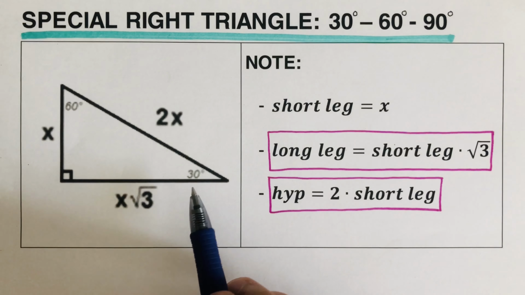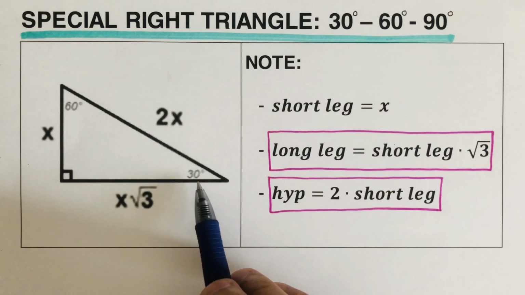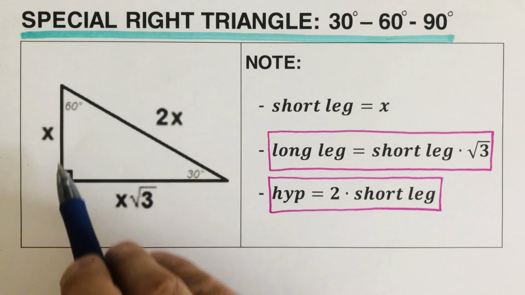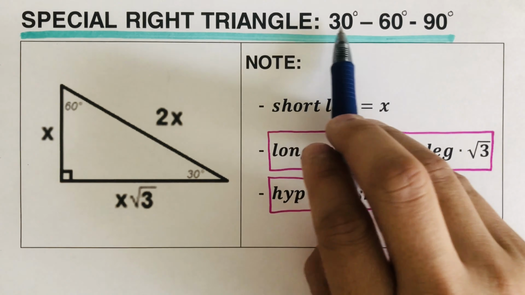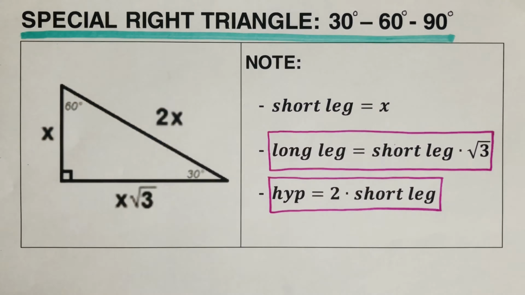So there are three angles here. That's the 30, 60, and 90. That's how we got the name of this special right triangle. This is called special because there's a special formula for it that we can quickly determine the length of the sides.